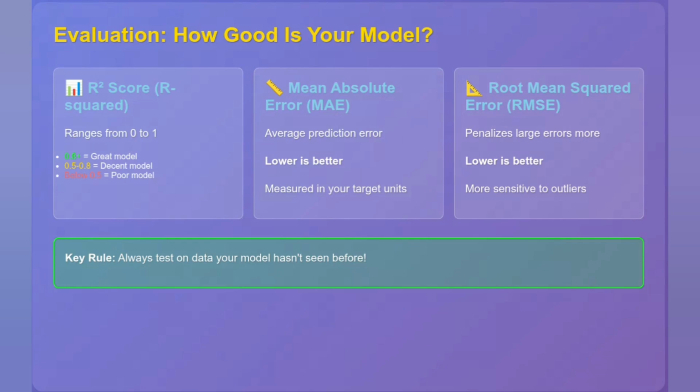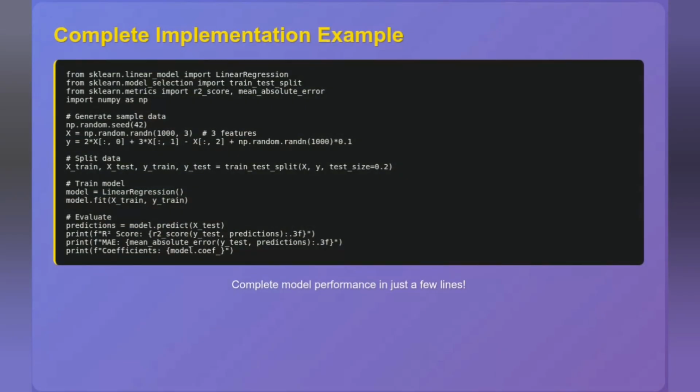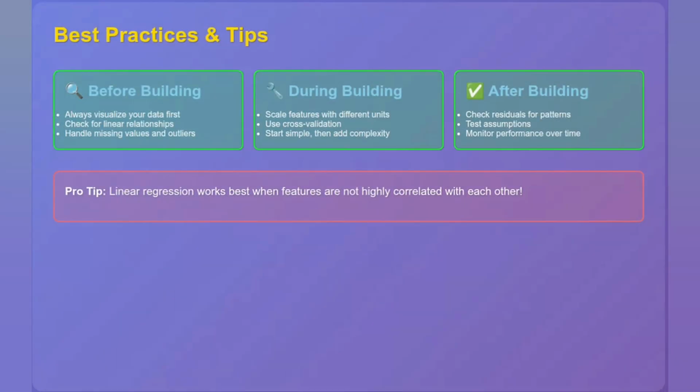Mean absolute error, MAE, average prediction error. Lower is better, measured in your target units. Root mean squared error, RMSE, penalizes large errors more. Also lower is better. The key? Always test on data your model hasn't seen before. Let's see a complete example with real evaluation. This gives us a complete picture of model performance in just a few lines.